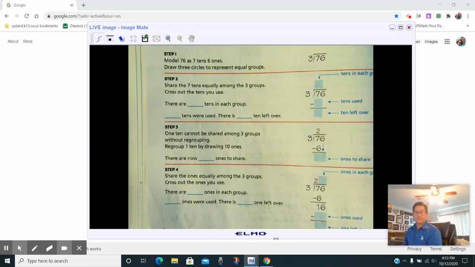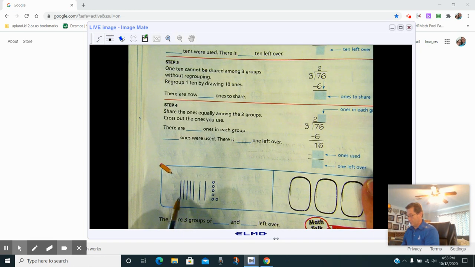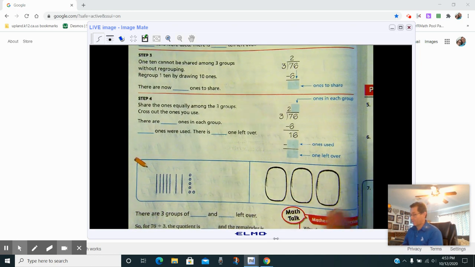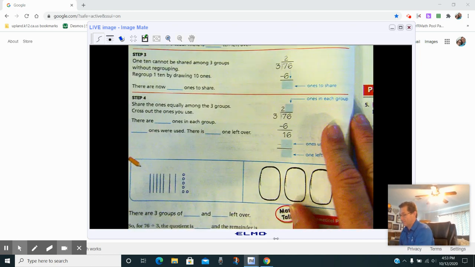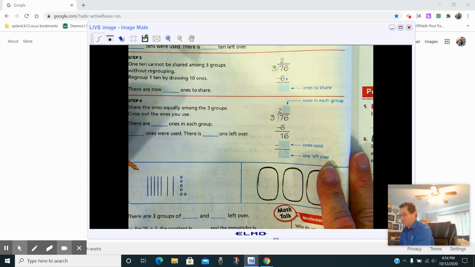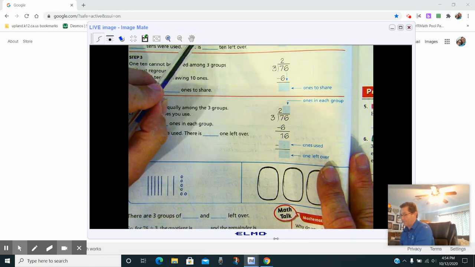So 1, 2, 3, 4, 5, 6, 7 tens and 6 ones. 76 divided by 3. Okay, so now what's our next step? So we drew a model. Now share the 7 tens equally among the 3 groups. So how many 10s could I put in each group?